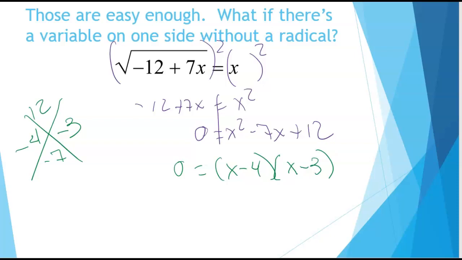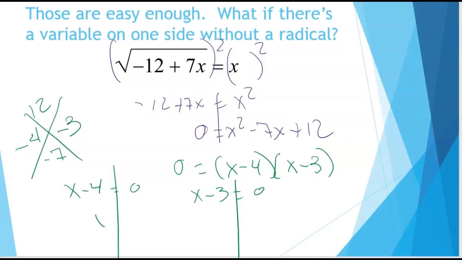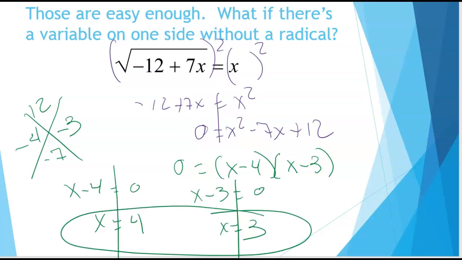We set these both to 0. X minus 4 equals 0. X minus 3 equals 0. X is 4. X is 3. Now let's check them though. Let's make sure that we have the right answers. You always have to check these.